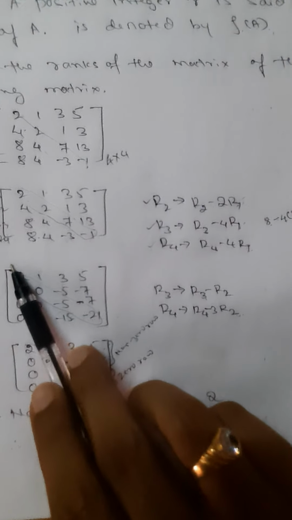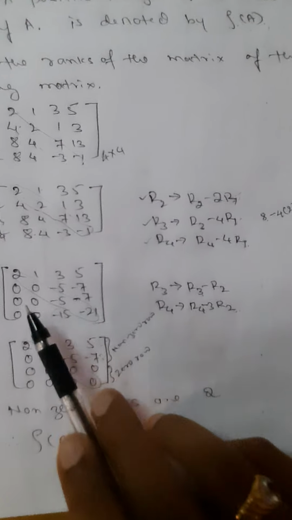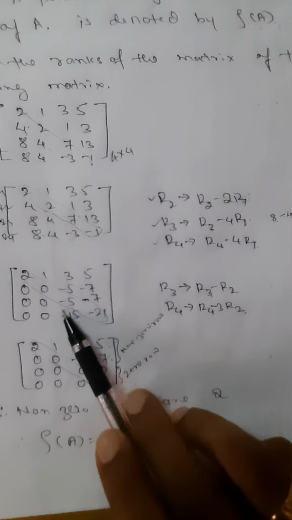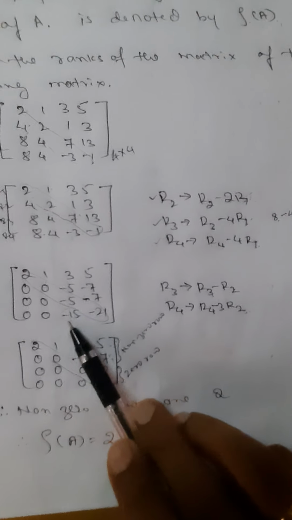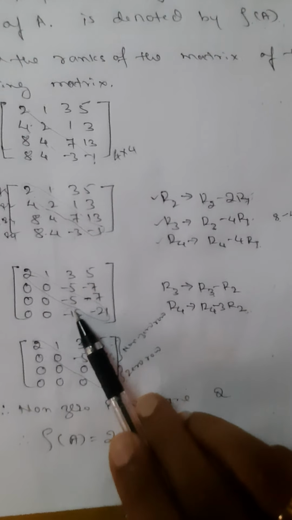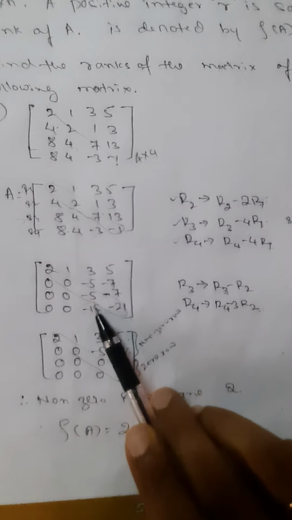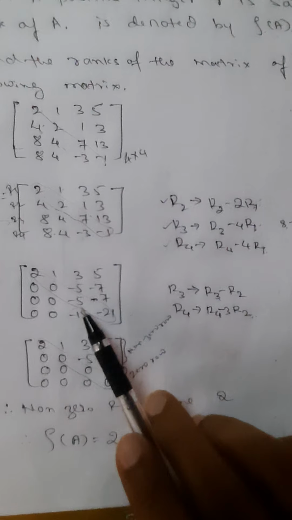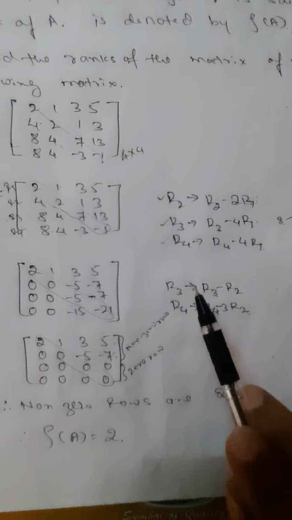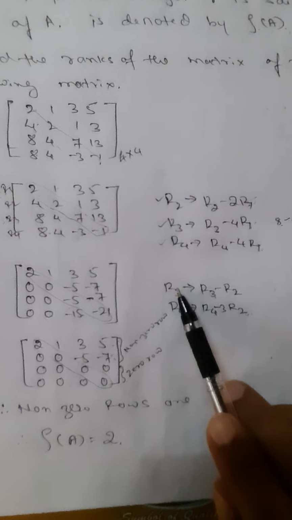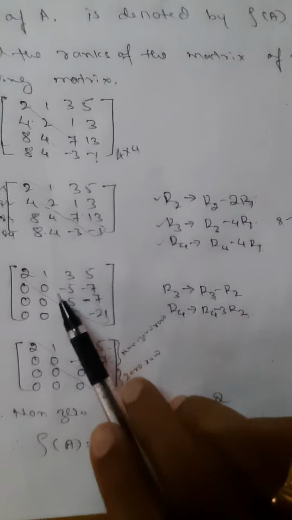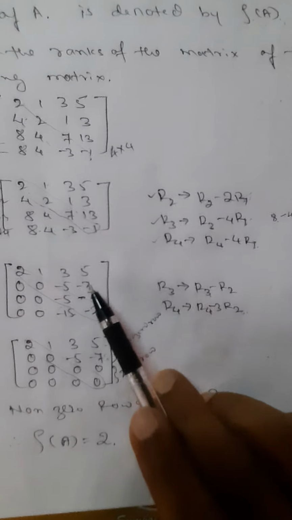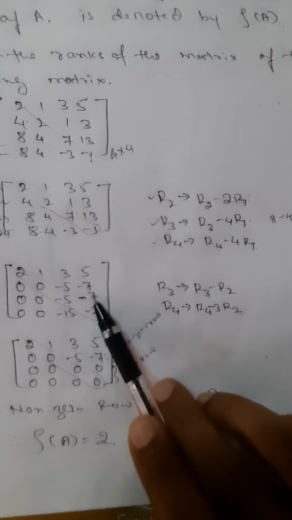Here we can observe this is the diagonal element. Below diagonal elements are coming to 0. But one more element, this minus 15, is there. This element also you should make 0 by using the row transformation. To that we are applying the formula R3 as R3 minus R2. The second and the third row are the same, so we can subtract to make that value 0.